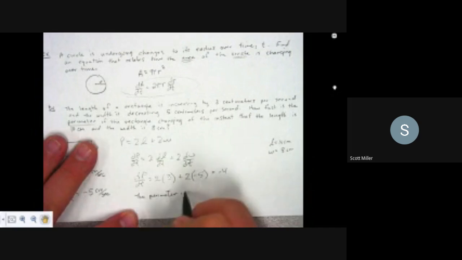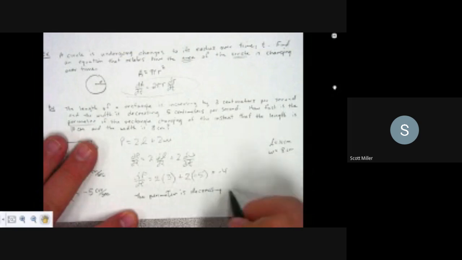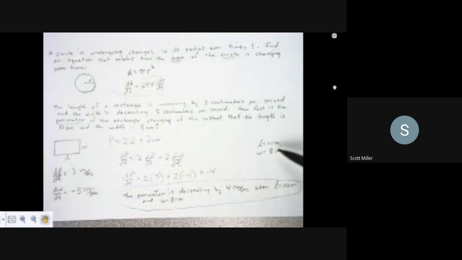So now we need to interpret this in context of this problem. Okay? So the answer is the perimeter is decreasing by 4 centimeters per second when L equals 10 centimeters and W equals 8 centimeters. Yes, I use those in my final answer because that's what they asked you to use. But they don't play a role in finding this number. Okay? Just in the final answer part over here.